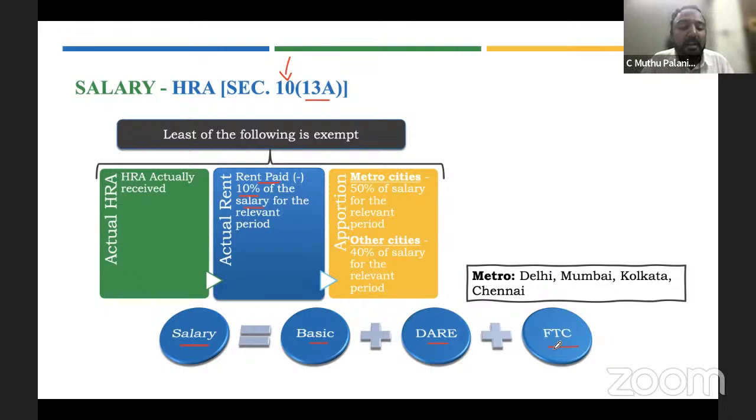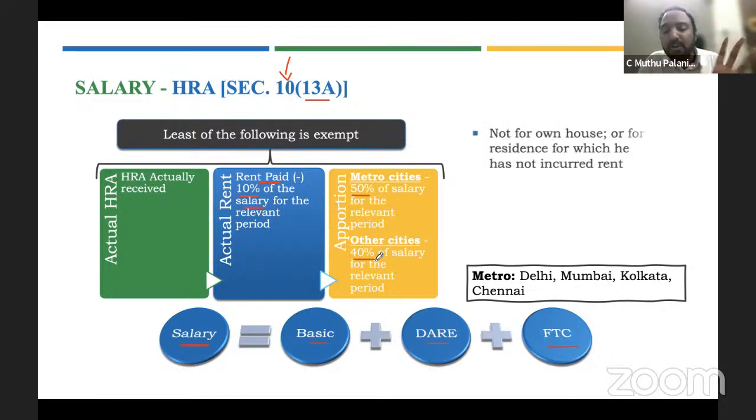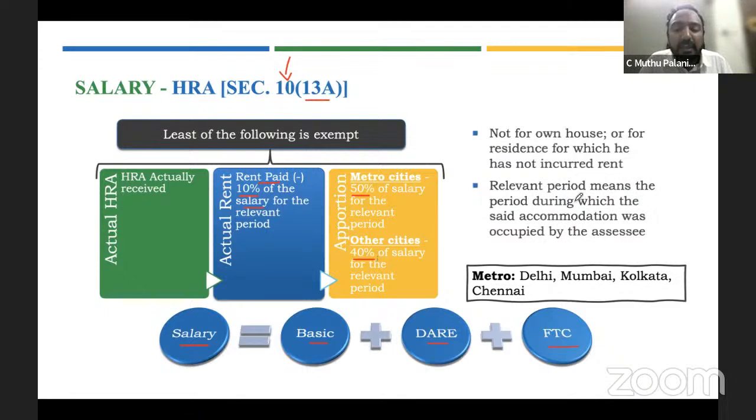What is the third component? The third component is something like a limit. If you are in a metro, it is 50% of salary. If you are in a non-metro, then 40% of salary. What do you mean by metro? Delhi, Mumbai, Kolkata, and Chennai. These are the four cities which are covered. Even cities like Bangalore and Hyderabad are not covered. And of course, it is not for your own house. You cannot pay rent for your own house.